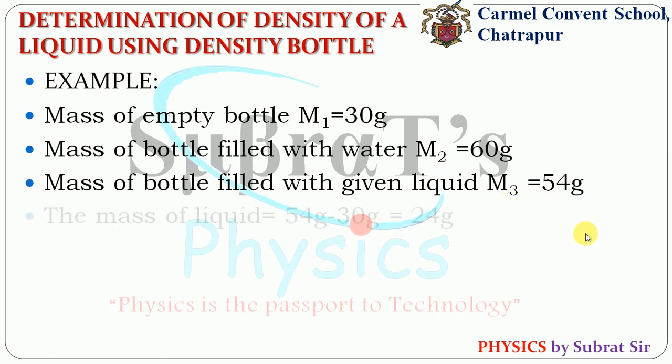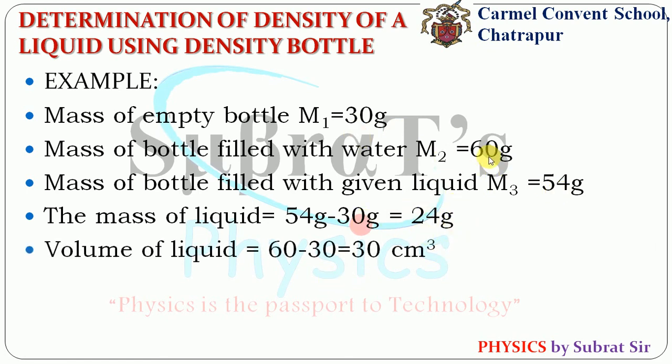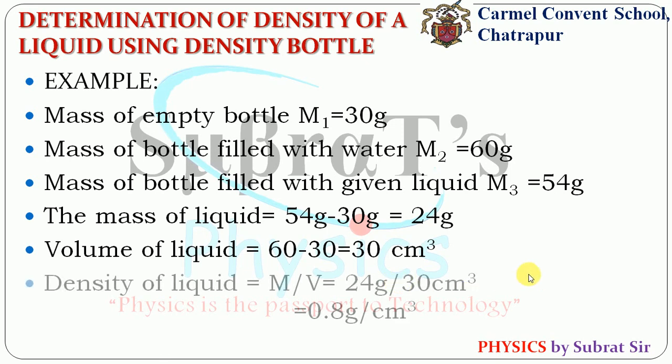Now you know the mass of the liquid is m3 minus m1, it will be 54 minus 30, which is 24 grams, and the volume of the liquid is m2 minus m1, that is 60 minus 30, which gives you 30 centimeter cube. Now put the formula, mass per volume, 24 gram divided by 30 centimeter cube, it will give you a result of 0.8 gram per centimeter cube.